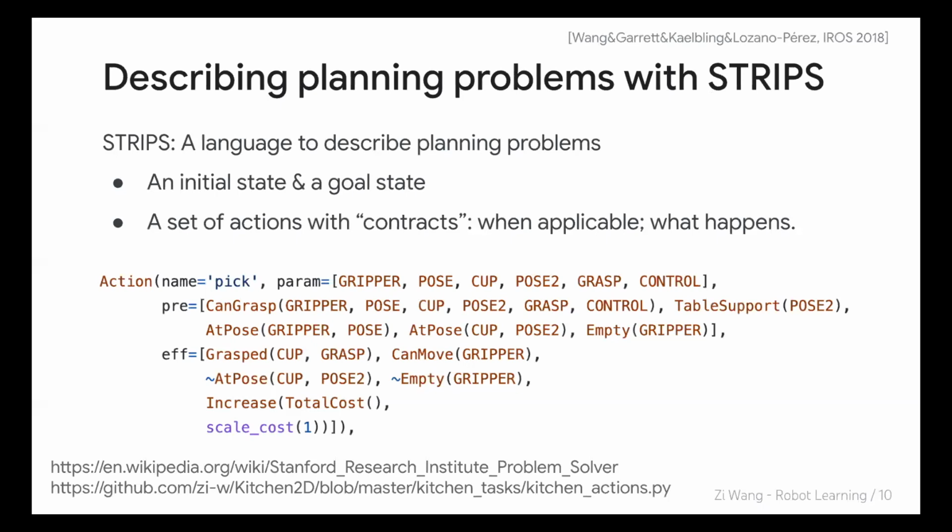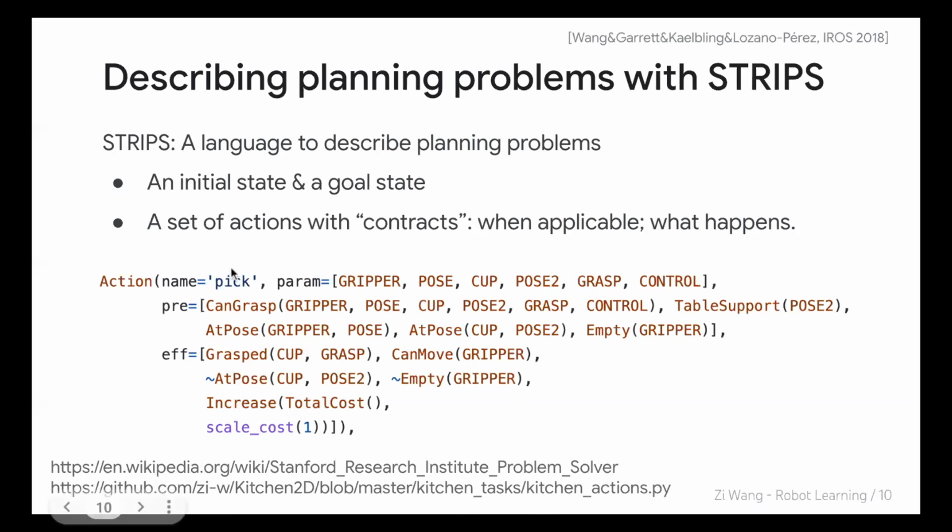And it also has a set of actions. And when we are describing the set of actions, we're describing them with some contracts. So when these actions are applicable, and once the gripper takes these actions, what's going to happen? So here's a very simple example. Maybe it's already a little complicated, but let me explain. For this particular action, it's called pick. I actually just directly screenshotted a piece of code from the GitHub repo that we released.